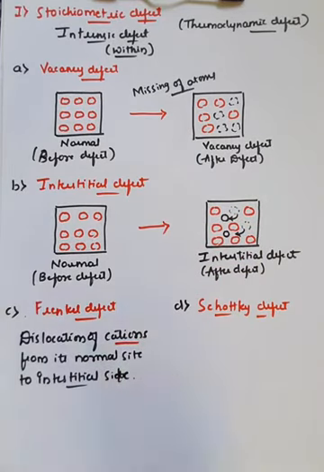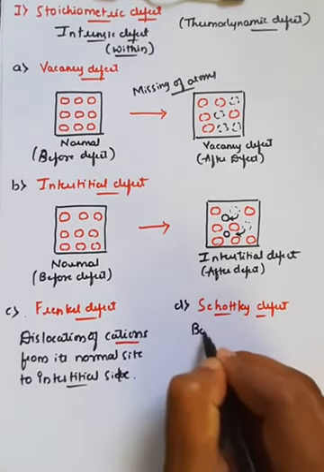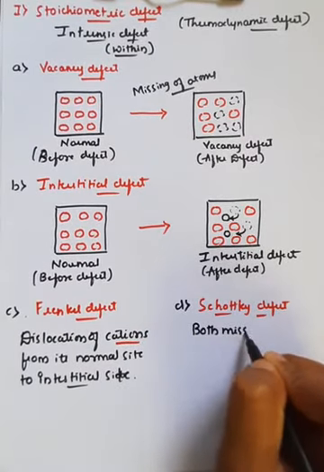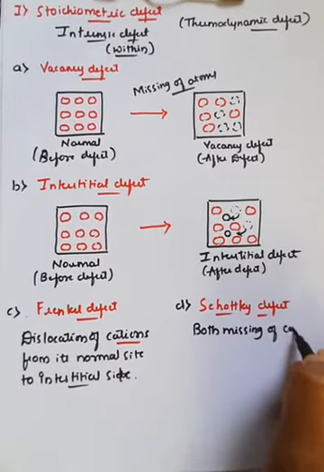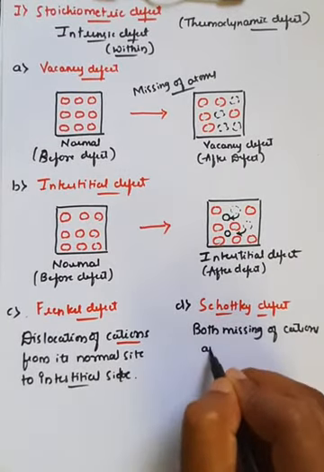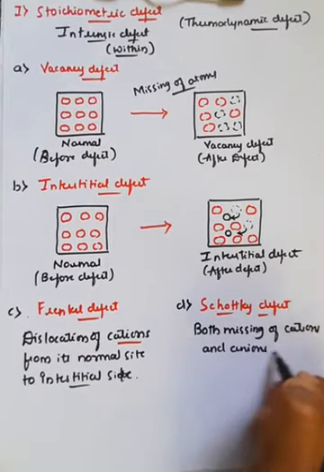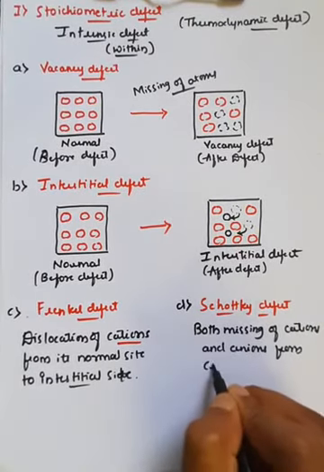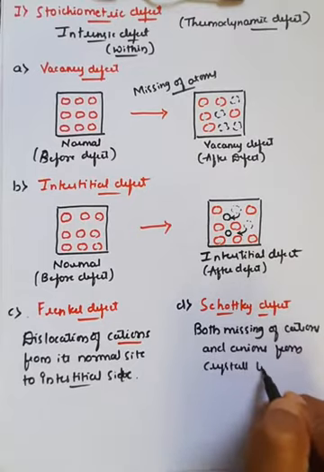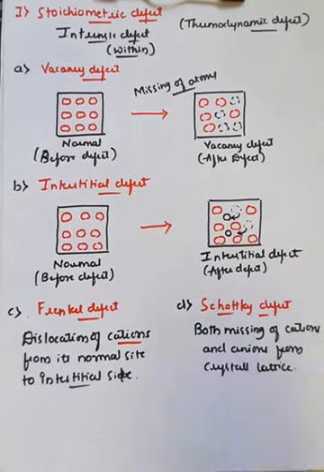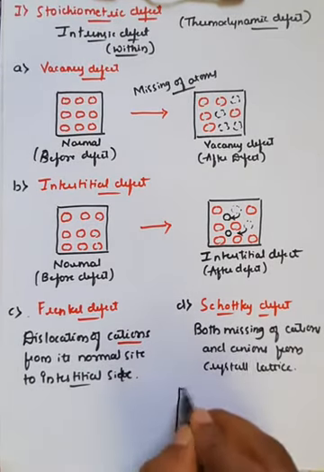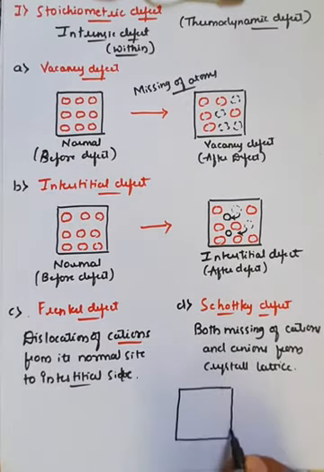And in case of Schottky defect, it is defined as missing of both cations and anions from the crystal lattice, right? So if you take any kind of crystal, if there is a missing of an equal number of cations and anions, that is generally recognized as a Schottky defect, right? So here I can draw how the Schottky defect takes place.